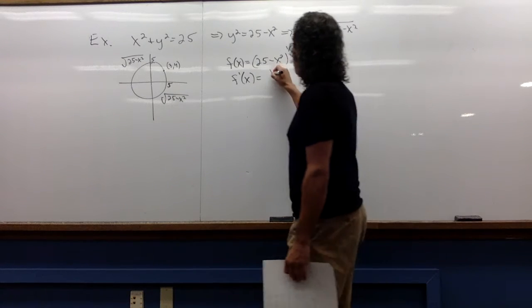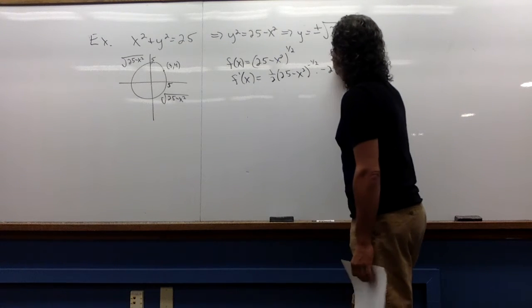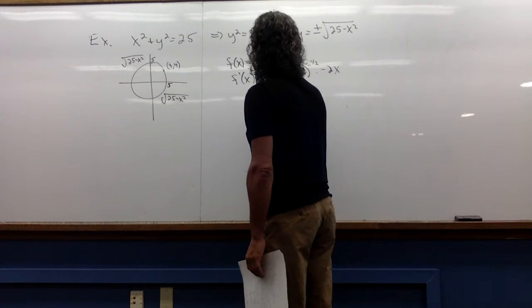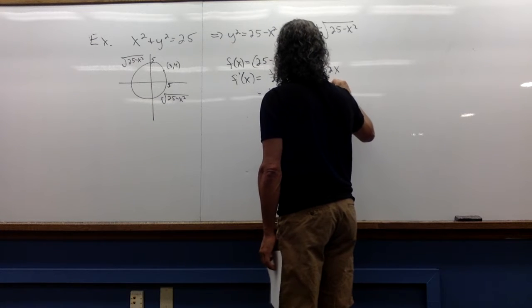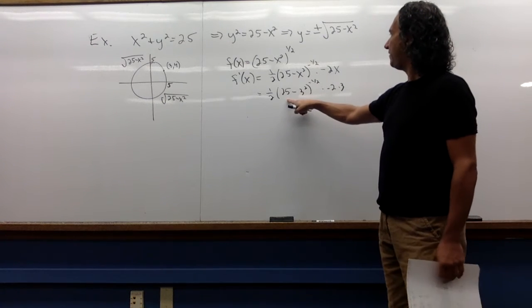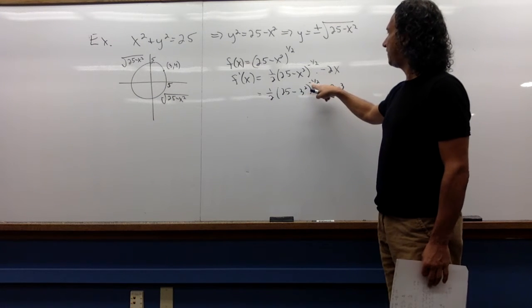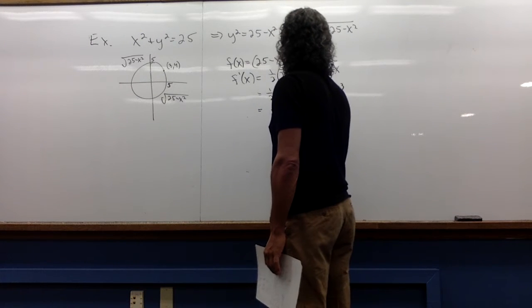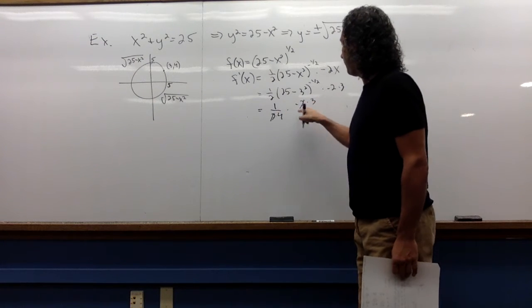Then I could take this derivative: 1/2 times (25 minus x squared) to the minus 1/2 times minus 2x. Just the chain rule, and then I could just plug in my 3. So we get 1/2 times (25 minus 3 squared) to the minus 1/2 times minus 2 times 3. Let me actually work this out. 25 minus 9 is 16. The square root of 16 is 4, and that'll be in the denominator. So we have 1 over 2 times 4 in the denominator, and we get minus 3 over 4.